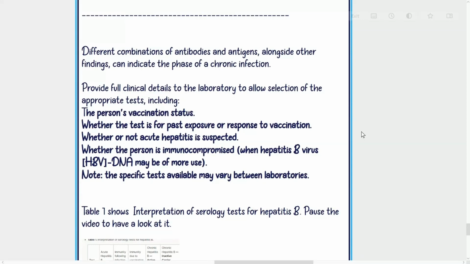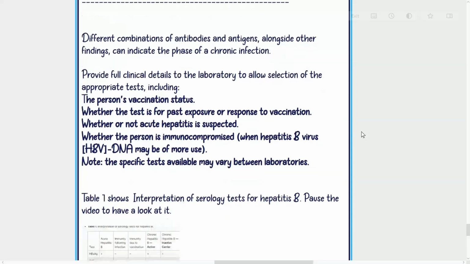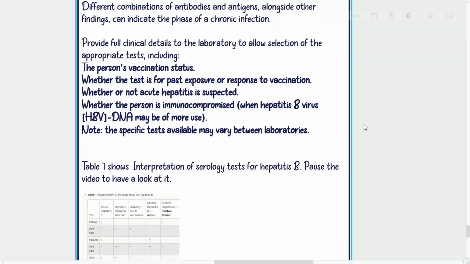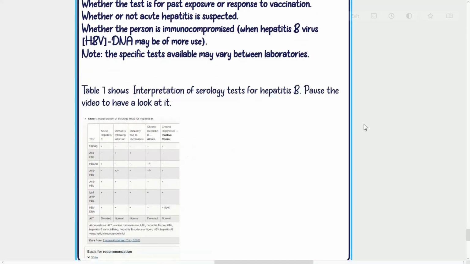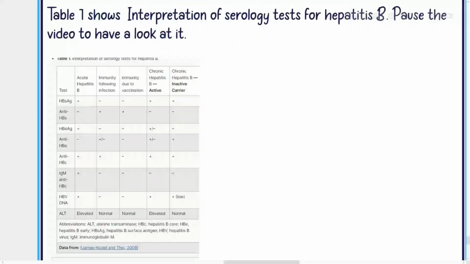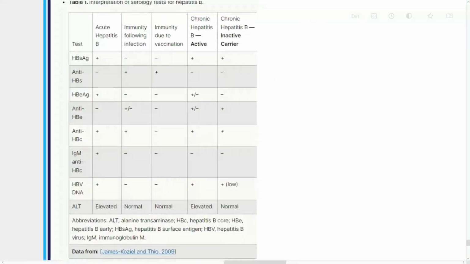Provide full clinical details to the laboratory to allow selection of the appropriate tests, including the person's vaccination status, whether the test is for past exposure or response to vaccination, whether or not acute hepatitis is suspected, and whether the person is immunocompromised, when hepatitis B virus, HBV, DNA may be of more use. Note, the specific tests available may vary between laboratories.